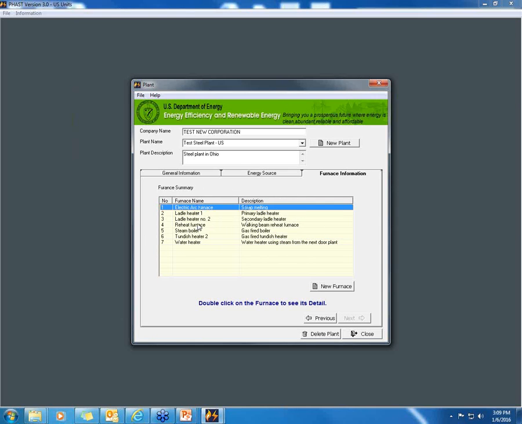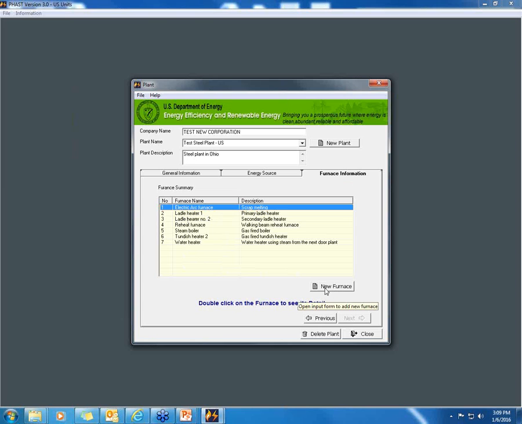So for this plant we already added different equipment. We have an electric arc furnace, then we have ladle heater 1, ladle heater number 2, reheat furnace, steam boiler, tundish heater 2, water heater. Now this is just an example. Now in the Saukville, Wisconsin plant, when you start creating the plant file for that specific plant, you will not have anything here under furnace information, blank, nothing.